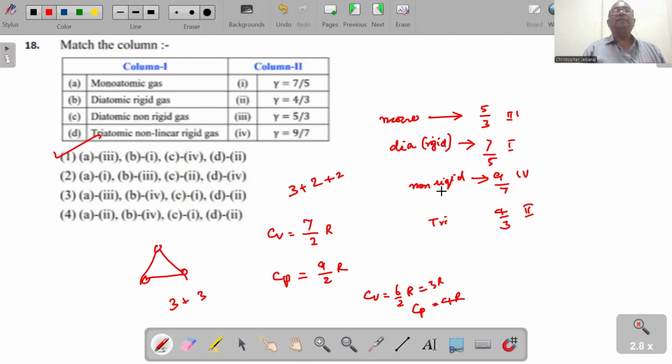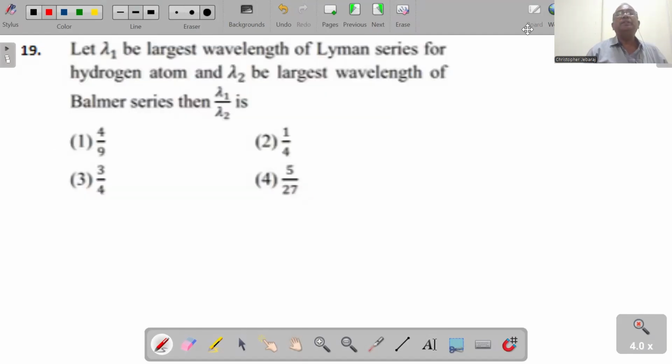Okay. Lambda 1 be the longest wavelength in Lyman. That means longest wavelength means it jumps from 2 to 1. Shortest wavelength is infinity to 1. Okay, the longest wavelength. Lambda 2 is the largest wavelength in Balmer. This is corresponding to lambda 1. Lambda 2 is Balmer means it should jump to 2. Lyman, Balmer. So it jumps from 3. Okay, these are the wavelengths that we have to relate.